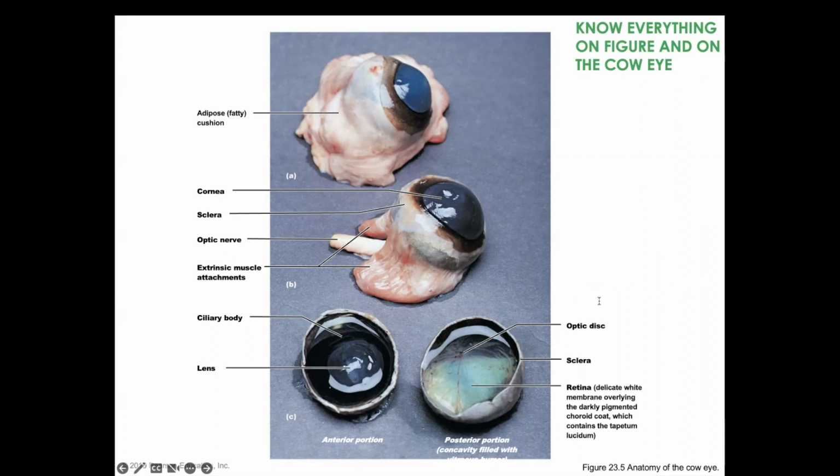And then on the inside of the eye, we can see the ciliary body, the lens, and the optic disc.